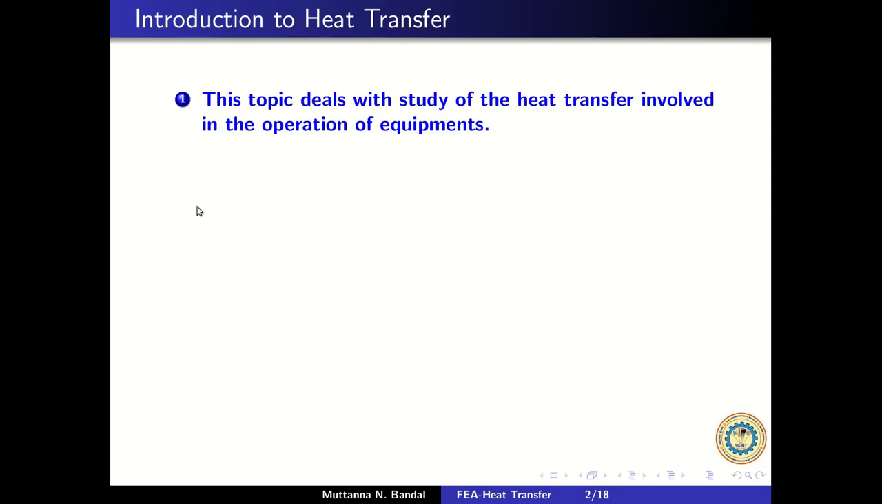Today we will try to understand what heat transfer is and what the importance of heat transfer is in mechanical equipment during their operation. So this topic deals with the study of the heat transfer involved in the operation of equipment.